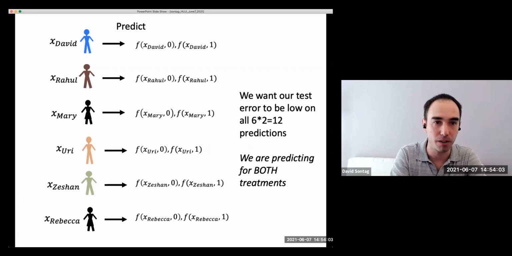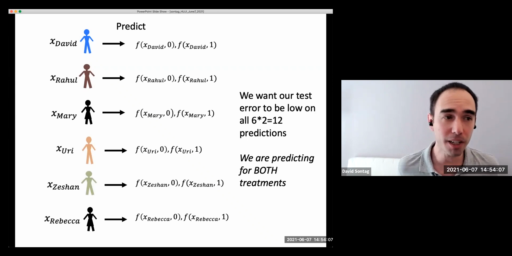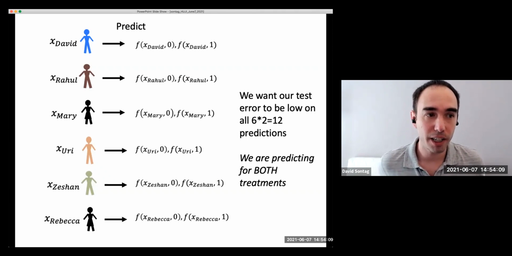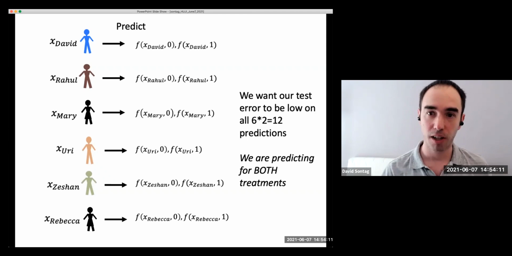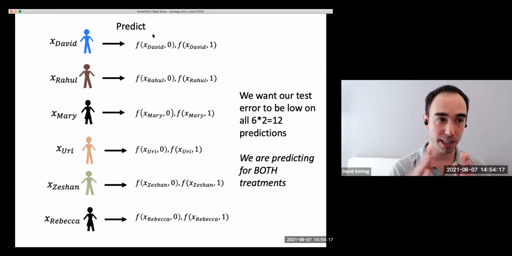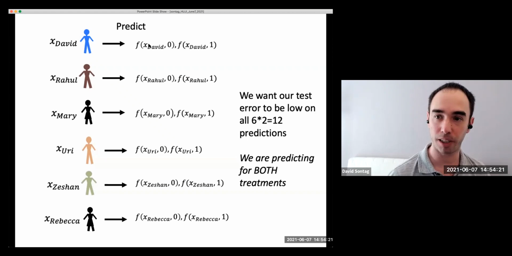What I'll be telling you about are those details. In particular, remember, if our goal is to guide treatment suggestions, then for each person, we might want to predict into the future what would happen to them if we give them treatment 0. That would be evaluating the function f of x David, comma 0, because the second argument is the proposed treatment.